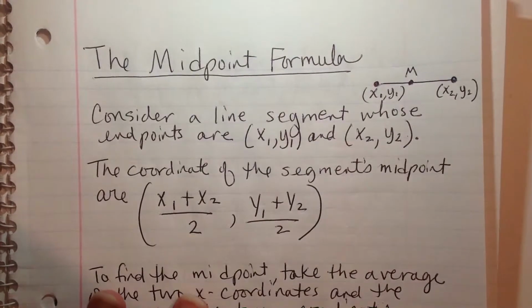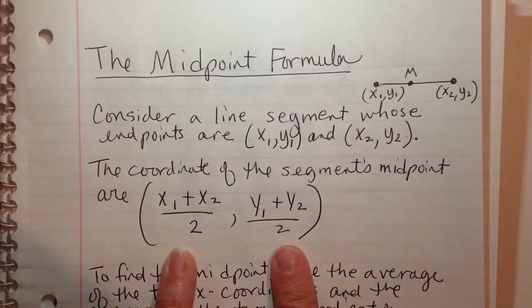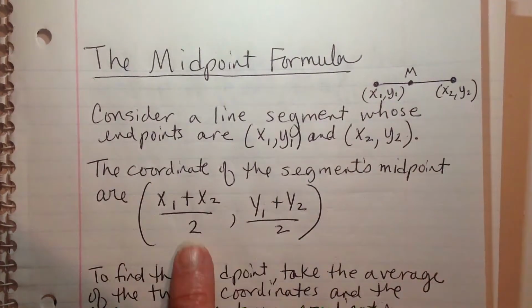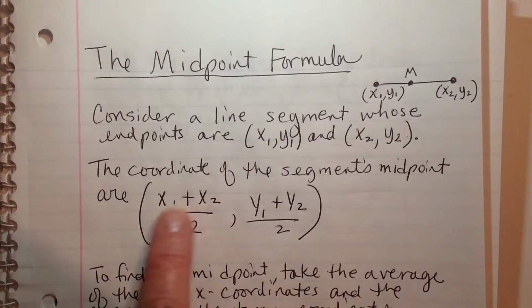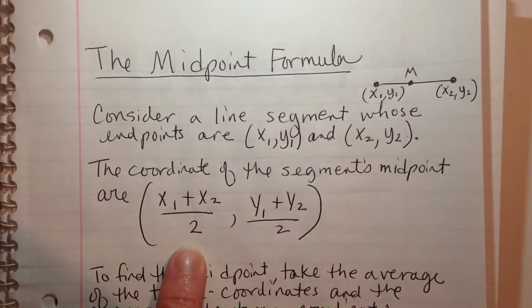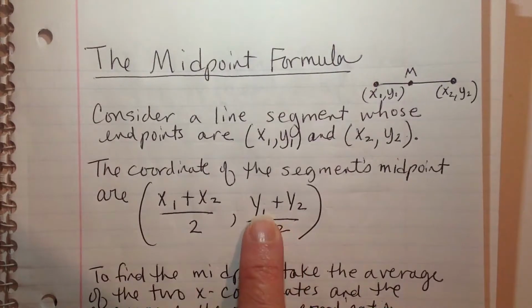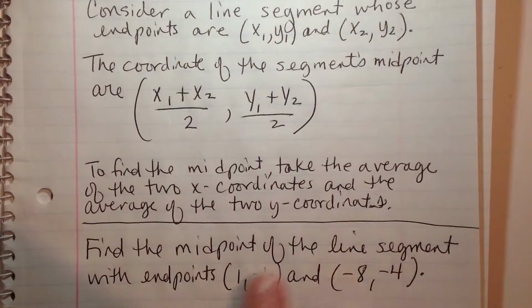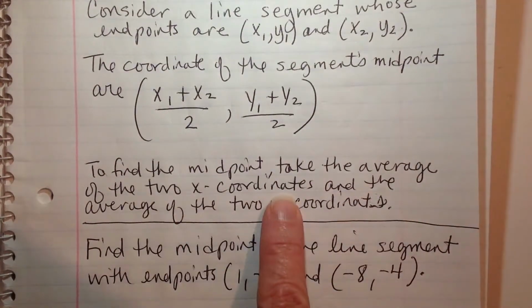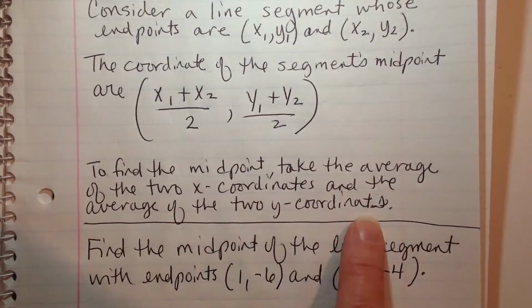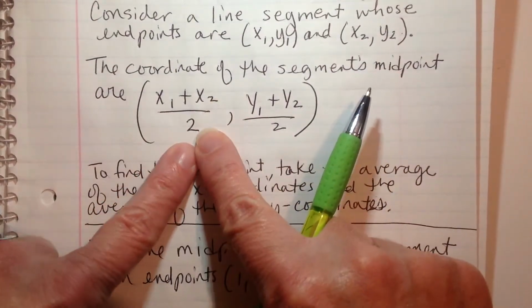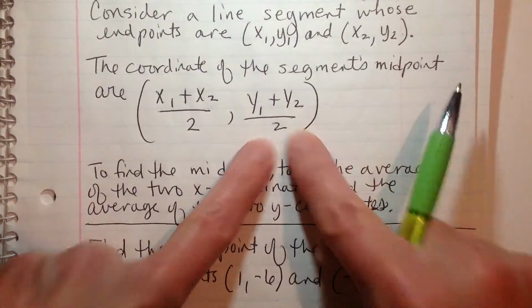All right, so the coordinates of the segment's midpoint are, this is how we find the midpoint. This would be your midpoint formula. It is an ordered pair, so I need parentheses and a comma in between. The way you find the x-coordinate, you add the two x's together, x sub 1 plus x sub 2 divided by 2. You add the y's together, y sub 1 plus y sub 2 divided by 2. To find the midpoint, take the average of the two x-coordinates and the average of the two y-coordinates. So here you are adding two x's, dividing it by 2, that's the average. You're adding two y's and dividing it by 2.